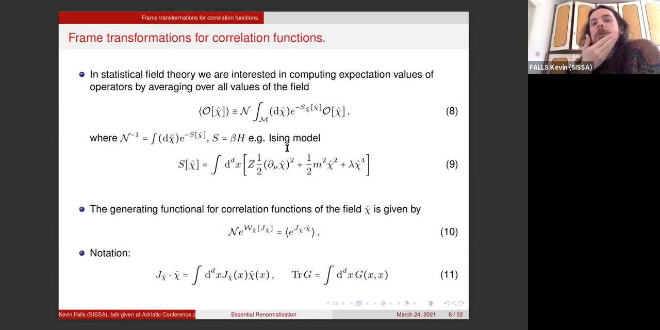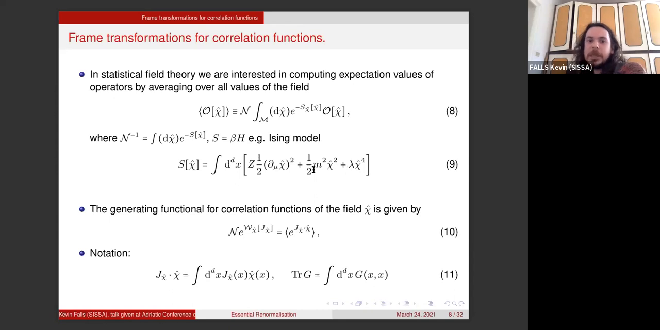Now we want to consider a statistical field theory, where we're interested in computing averages of quantities which depend on the fields, averaged by integrating or summing over the configuration space. The action then appears in the Boltzmann weight. So if you like, S is the inverse temperature times the Hamiltonian. And if we were doing something like the Ising model, then we would have this simple action.